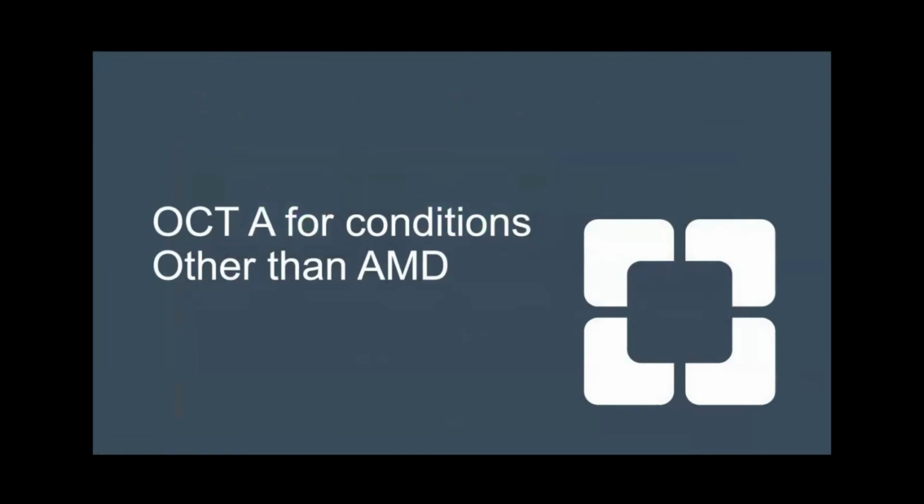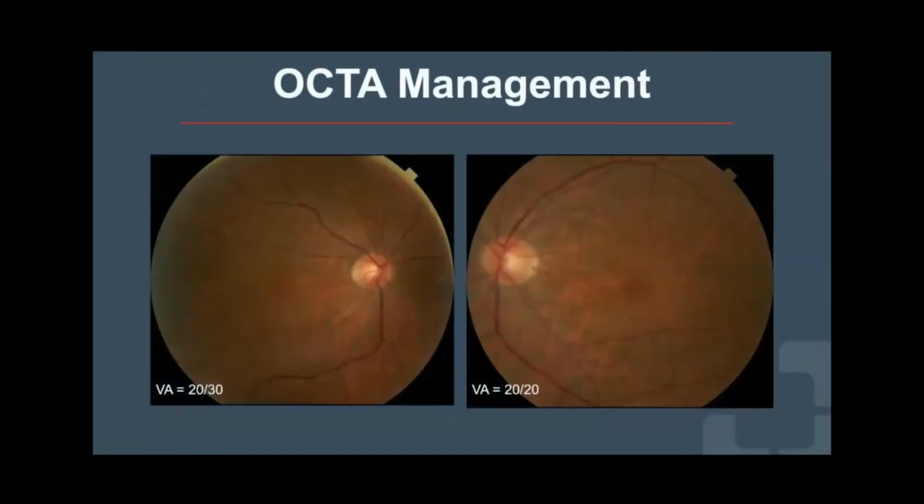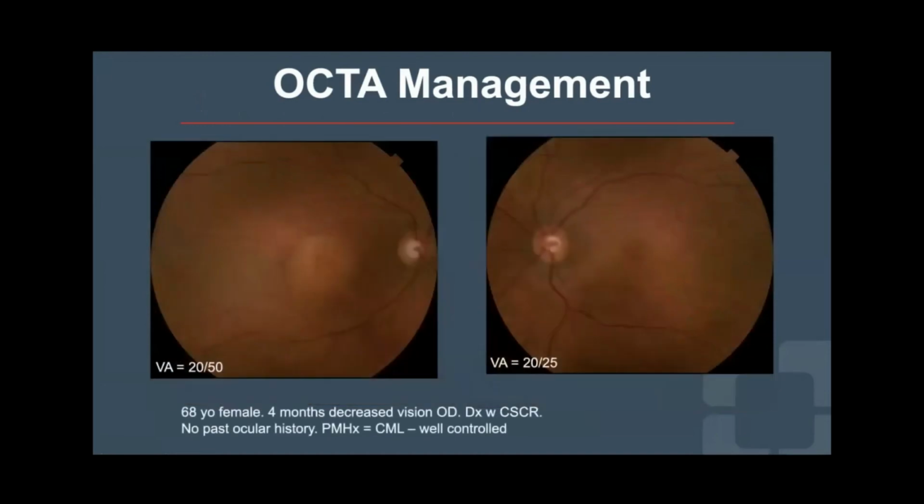Let me focus for a moment on my patients with other AMD conditions. And this is where I think, again, OCTA really shines. This is a patient with central serous in the right eye. 20/50 visual acuity was the change in vision you saw here. She had 4 months of decreased vision.